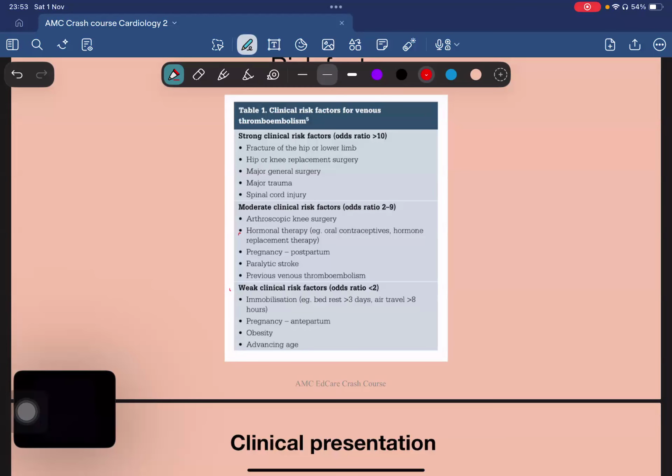And then we also have weak clinical risk factors. So immobilization, basically bed rest more than 3 days, or if the patient has had air travel for more than 8 hours, or antepartum pregnancy. The moderate risk would be postpartum, this is antepartum, and then obesity and advancing age. So I would say it's good to know these things in order to get your question answered straight away, because these are the ones that they're going to just pop up in your question stem. So it's good to get familiarized with these. So yeah, that's the risk factors that we just discussed.